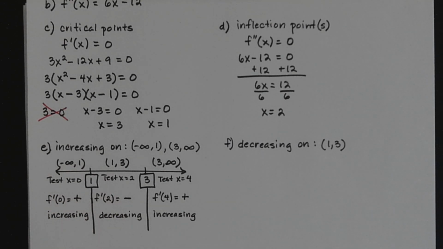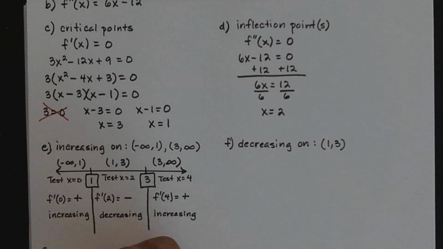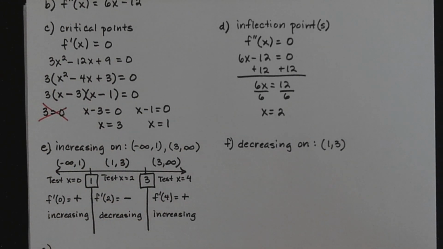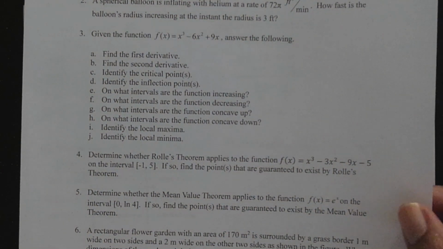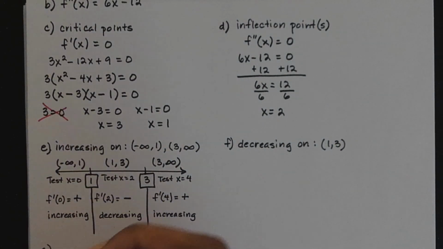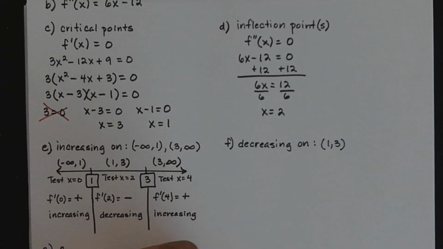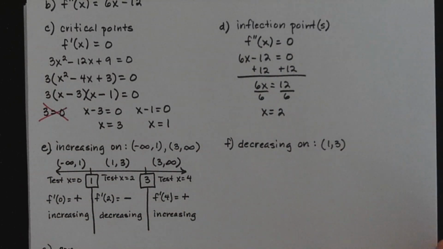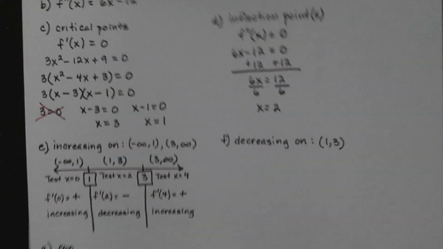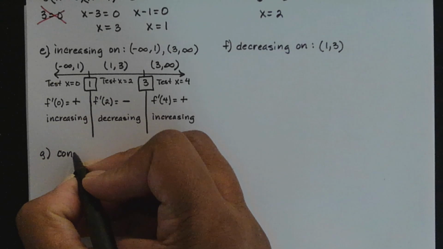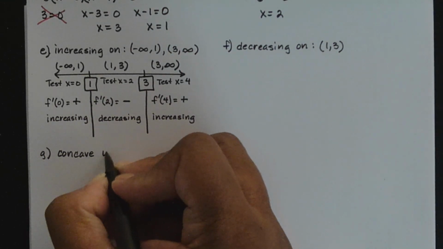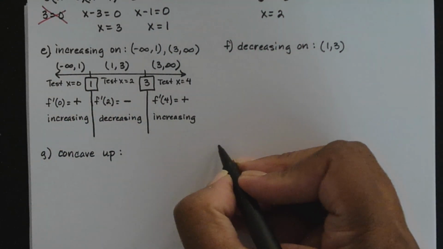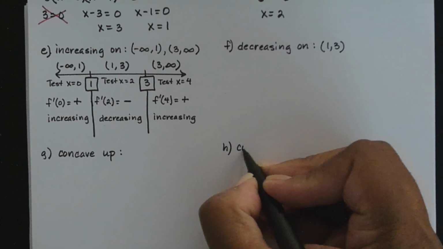All right, questions on parts E and F? Now part G is asking on what intervals the function is concave up, and then H is concave down. That's G and H together. Okay, so in this case, let me pull this page up. Concave up, and then H will be concave down.